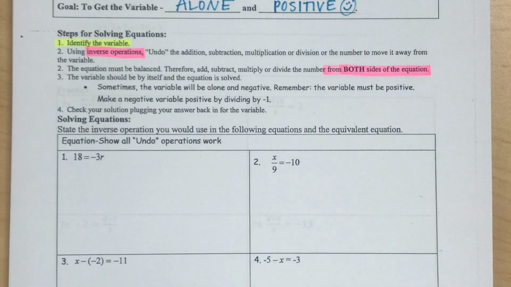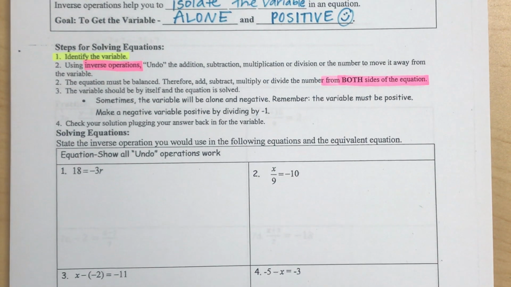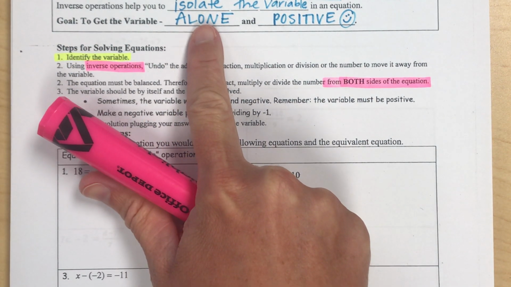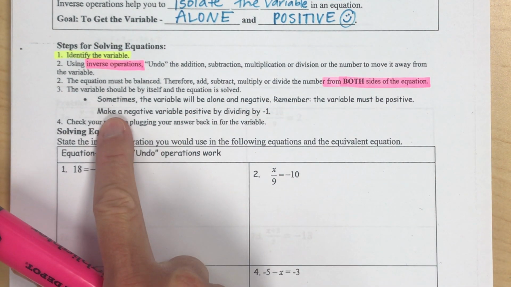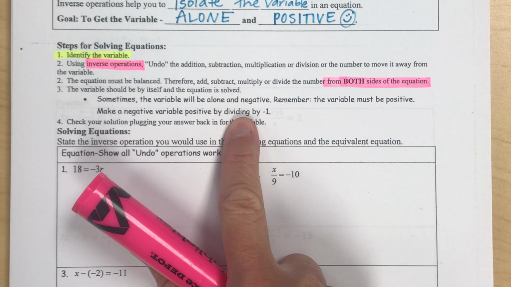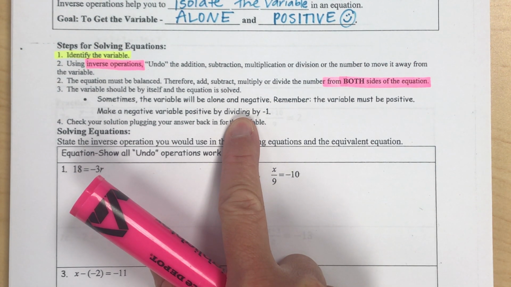Okay, step number 3. The variable should be by itself, and if it is by itself, then your equation is solved. So here's a note. Sometimes your variable will be alone, but it will be negative. Now that's okay. There's just one step to do then. Remember, the variable is supposed to be positive, so as a quick review, our goal is to get the variable alone and positive. So if it's not positive, all you need to do is divide both sides by -1. Likewise, you could multiply both sides of your equation by -1, and that will fix your problem.